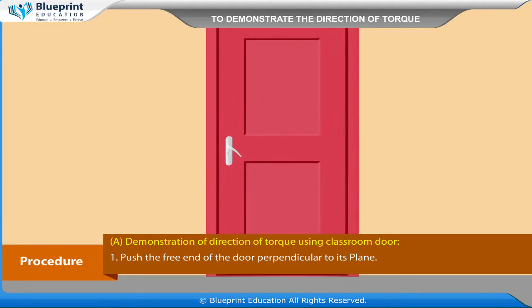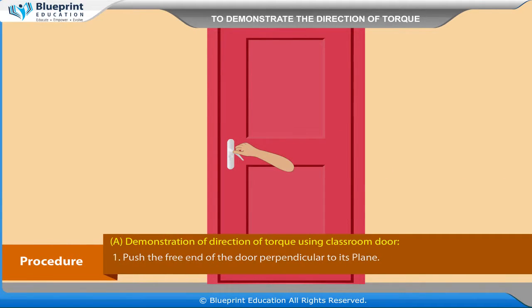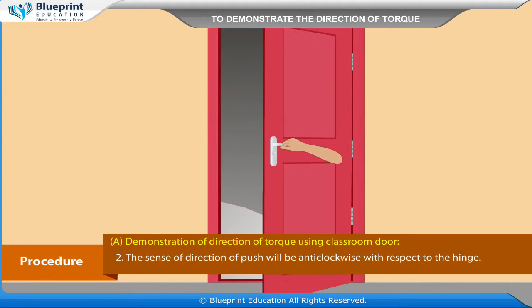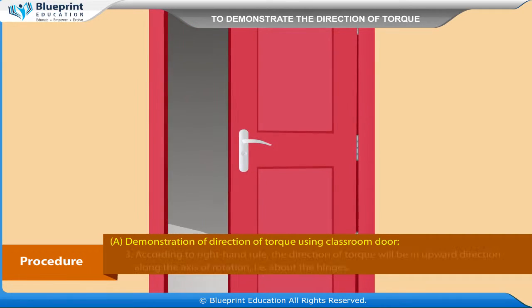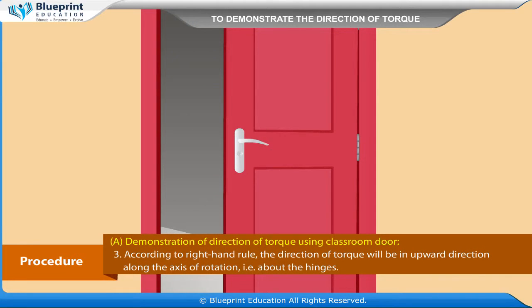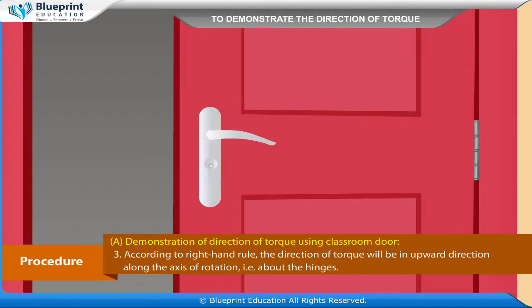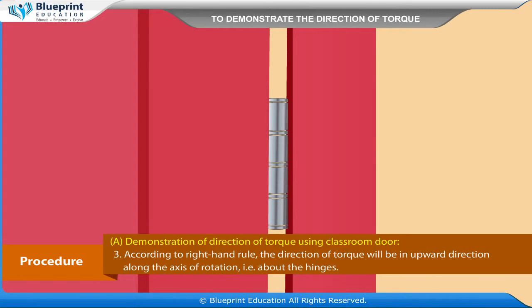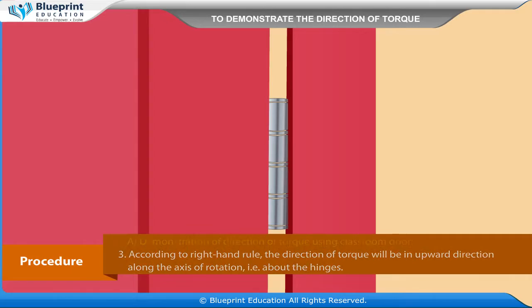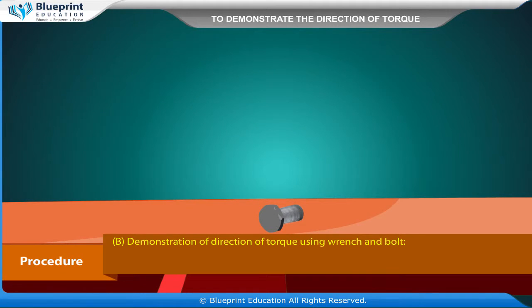Push the free end of the door perpendicular to its plane. The sense of direction of the push will be anti-clockwise with respect to the hinge. According to the right-hand rule, the direction of torque will be in the upward direction along the axis of rotation, that is, about the hinges.